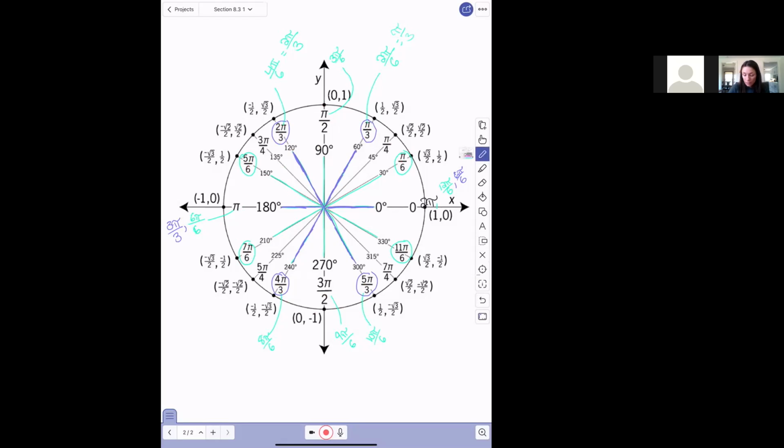Okay, lastly, we have the quarters. So our quarter angle measurements are anything that correspond to 45 degrees.